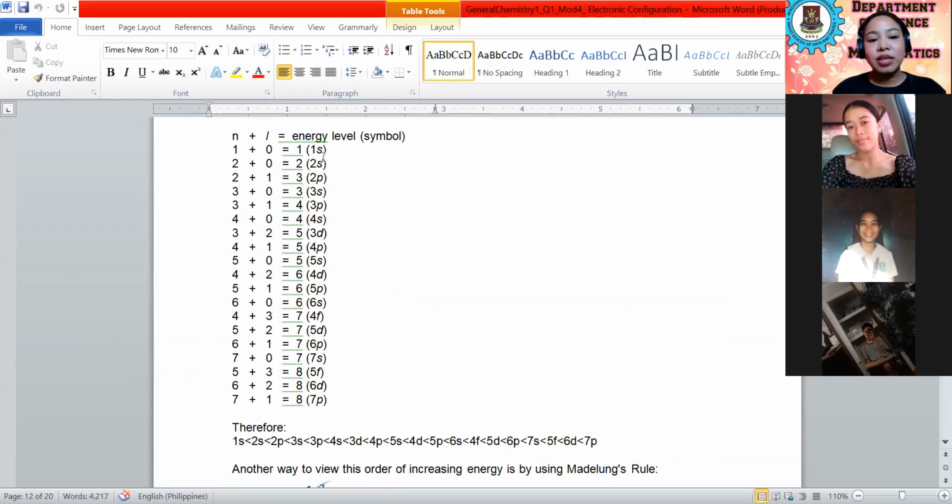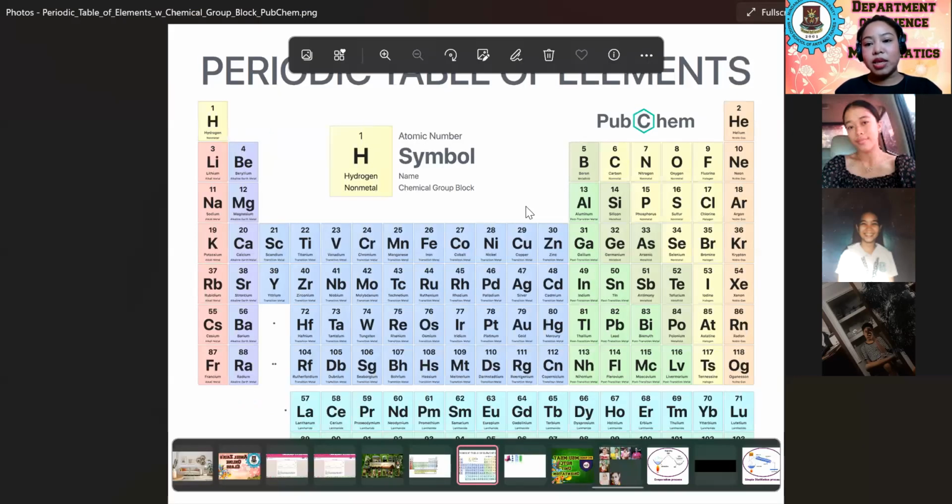That's why we have 1S, 2S, 2P, 3S, 3P, 4S, 3D, 4P. So nauna si 3D before kay 4P. Now let's look into our periodic table. Yun sa napagka-arrange. So in the periodic table, this is how, ayun ni siya.